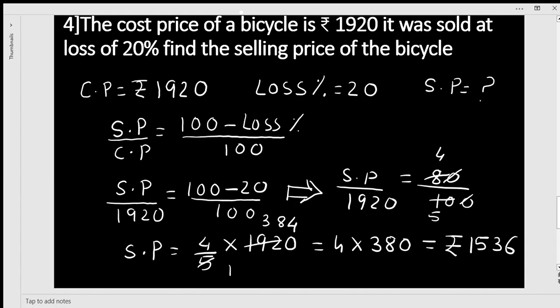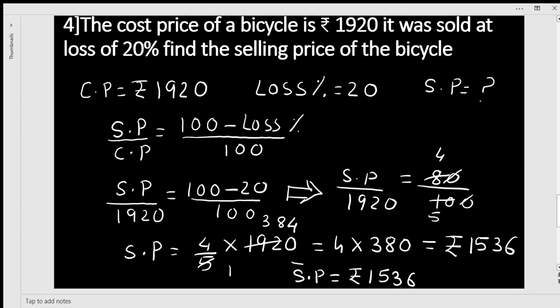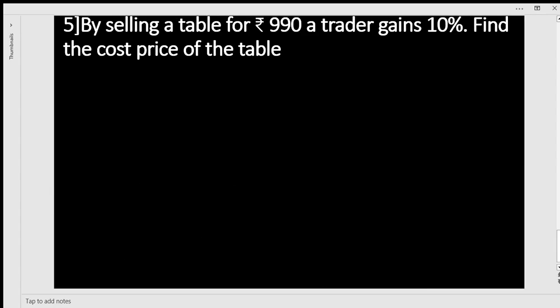So here the selling price of the bicycle is rupees 1536. If you note, it is loss, so selling price is less than the cost price. Did you note, students? See, cost price is more and selling price is less. I hope you understood this example. Let us take one last example.